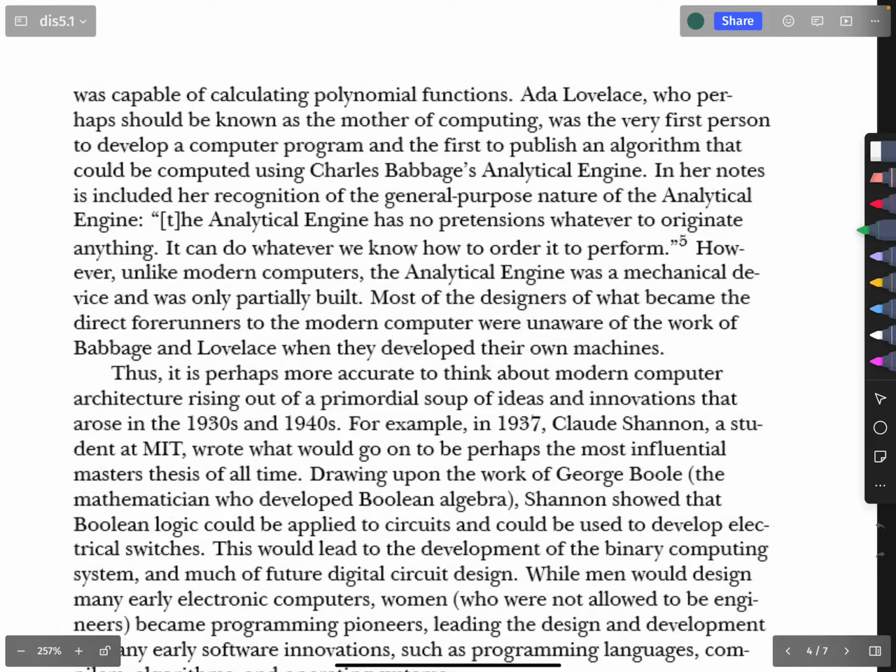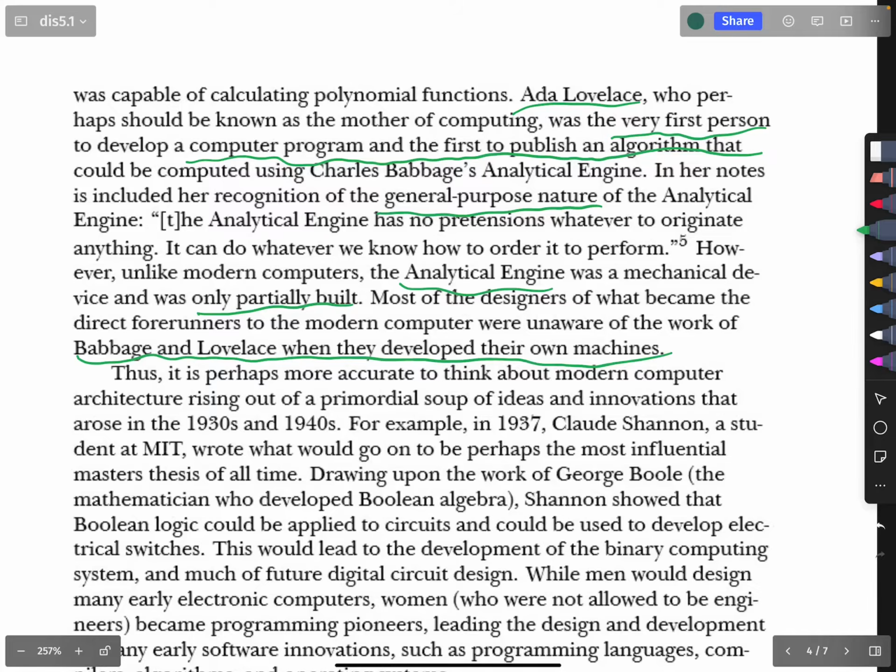But anyway, Ada Lovelace was the very first person to develop a computer program and to publish an algorithm that could be computed using the analytical engine. She was very aware of the general purpose nature of the analytical engine, because the analytical engine was only partially built. Not sure what that means, but okay. Oh, interesting. And so this was largely forgotten and reinvented later.